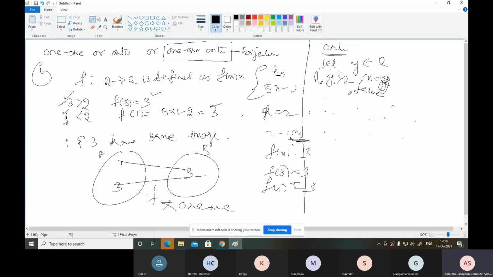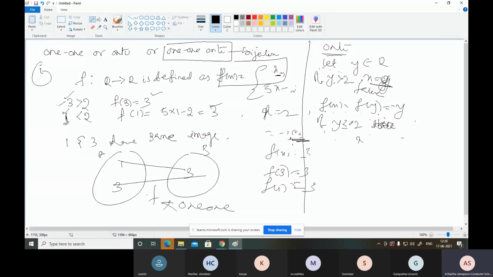Then f of x equals f of y equals y. Otherwise, if y is less than or equal to 2, f of x equals x. That's why x equals y. That is, f of x equals f of y equals y.